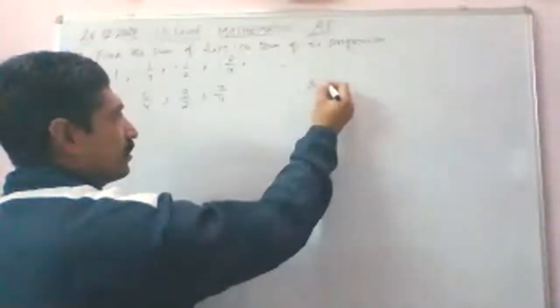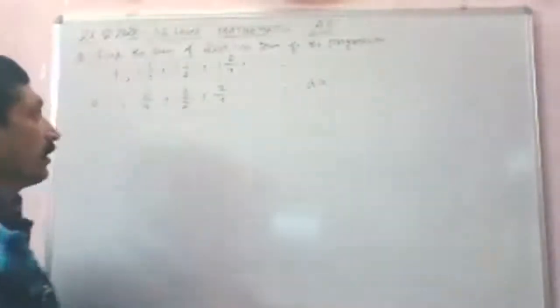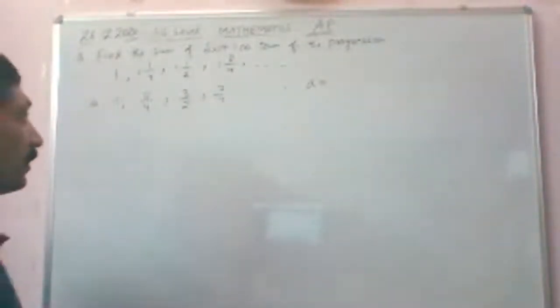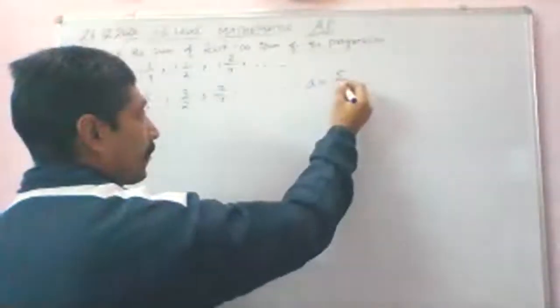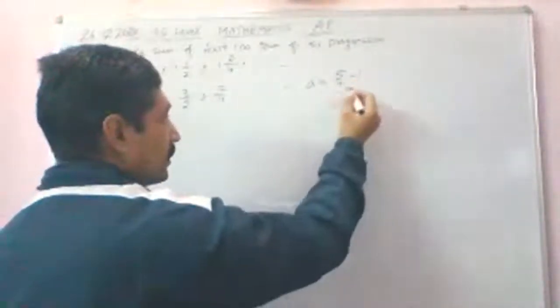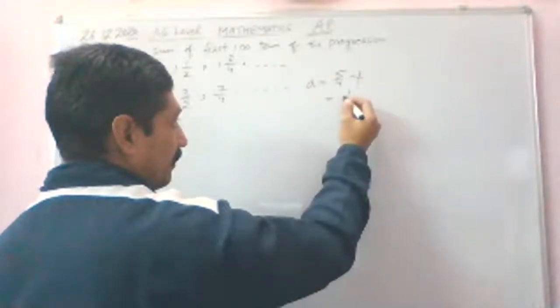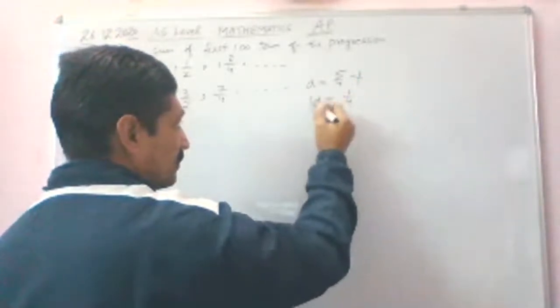D here is equal to 5 upon 4 minus 1. So here it is equal to, LCM is 4, so we have 1 by 4. Common difference here is 1 by 4.